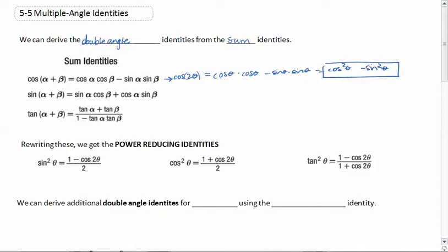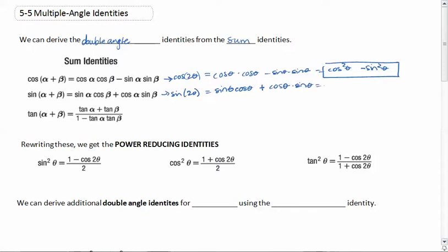So for the second one, we're going to talk about what is sine of 2 theta. So again, we're just going to plug in theta for both our alpha and our beta, because alpha plus beta will be theta plus theta, which will be equal to 2 theta. So for our sine identity, we have sine of alpha plus beta equals sine of the first times cosine of the second plus cosine of the first times sine of the second. So we're going to have sine of theta cosine of theta plus cosine of theta times sine of theta.